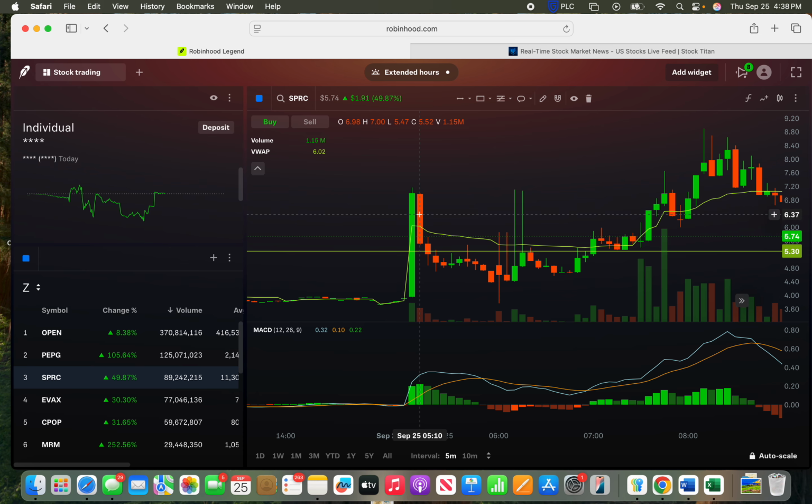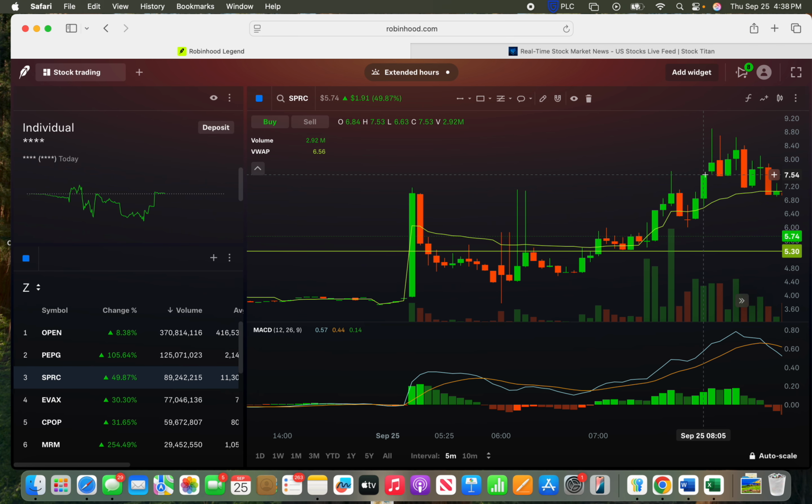But then the next one just went really against you. So down here, you could see the MACD was decreasing. So I actually sold down here. I kept it way too long. I think I just broke even. I didn't make any money. So you just have to be careful. Some of these can run up really fast and then turn back around.